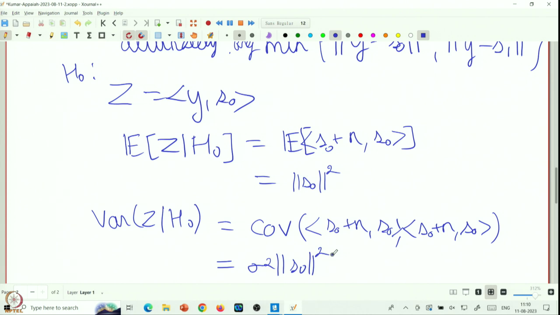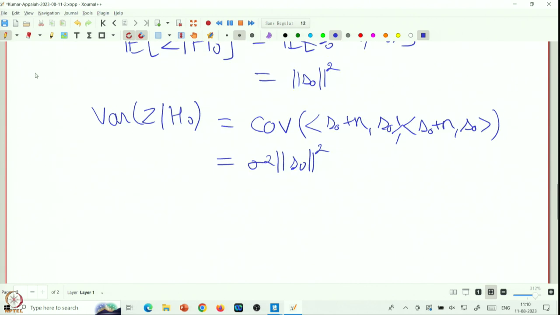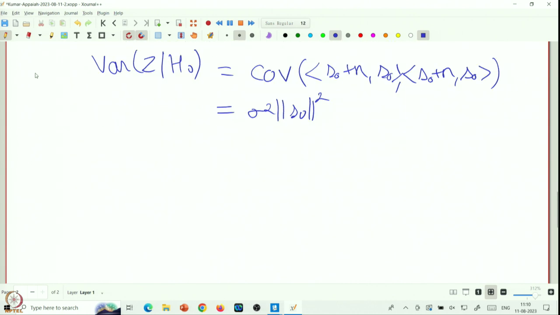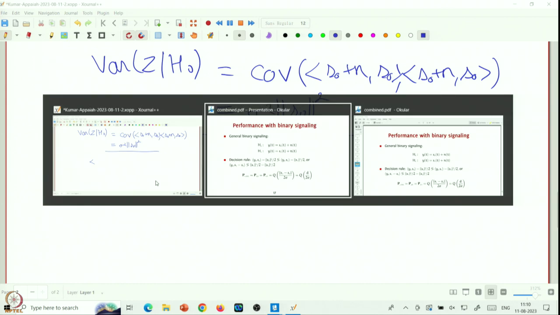Typically you choose norm s0 square as norm s1 square, so that stops mattering and you end up just getting a much simpler decision region. But in this case, let us actually not go through the full evaluation, but let's just say that if you do the full maths, then the decision region is going to be given by, so let's just look at our slide over here.